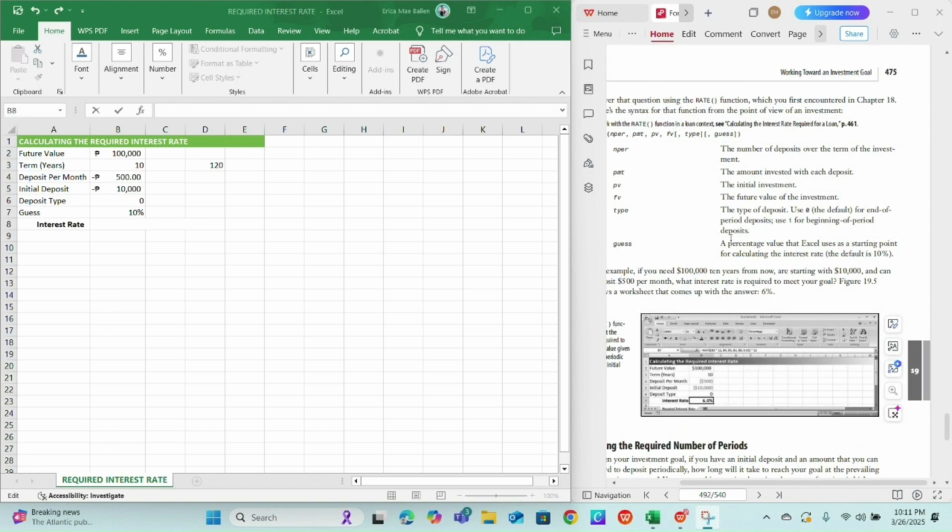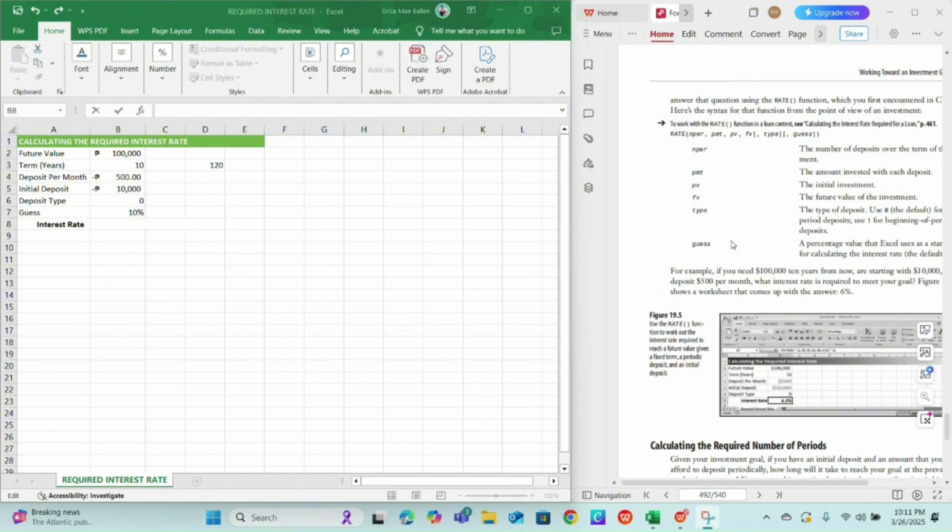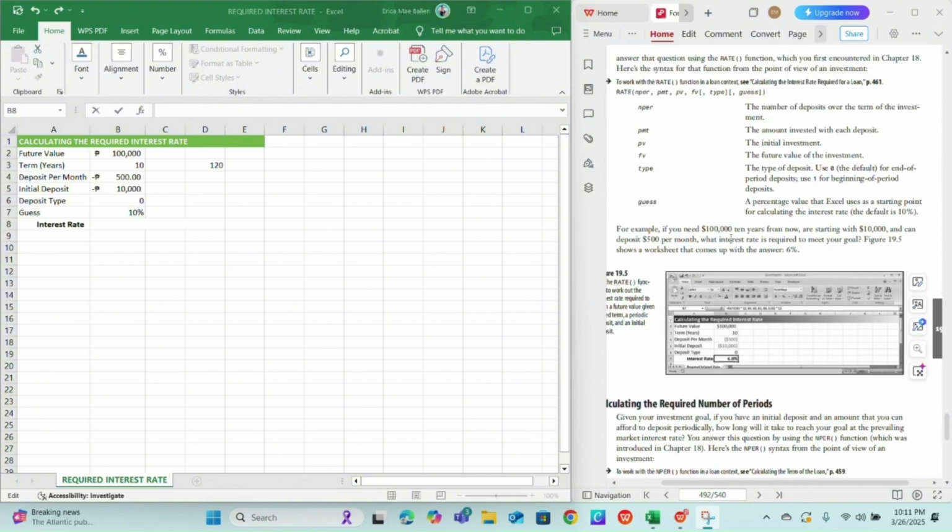We can simply answer that question by using the rate function, which we first encountered in chapter 18. For me to be able to show you how the function works, allow me to use the given example. Sabi dito, if you need $100,000 10 years from now, are starting with $10,000 and can deposit $500 per month, what interest rate is required to meet your goal?